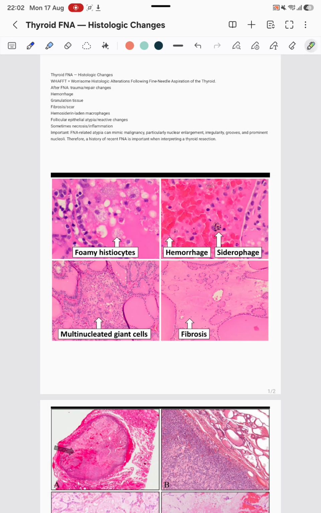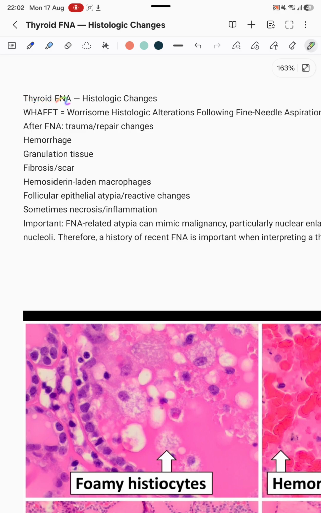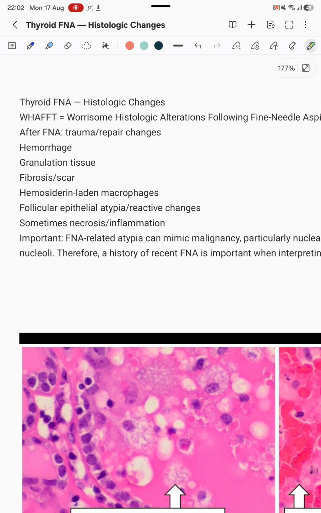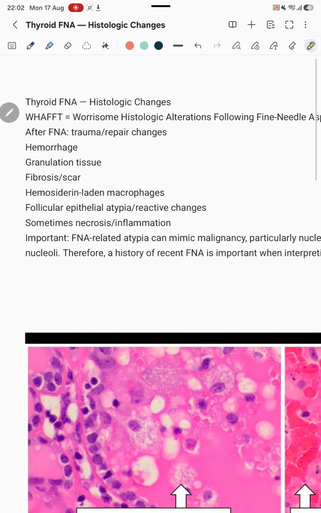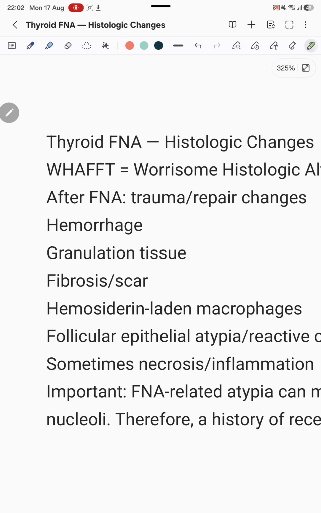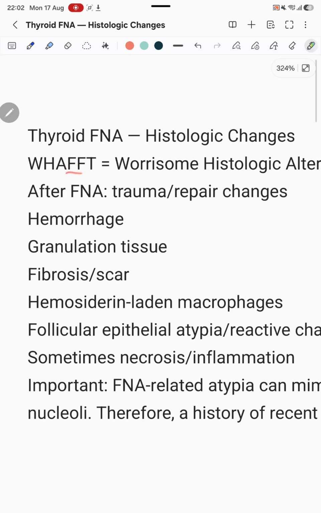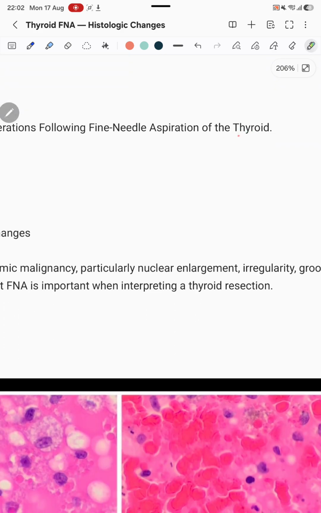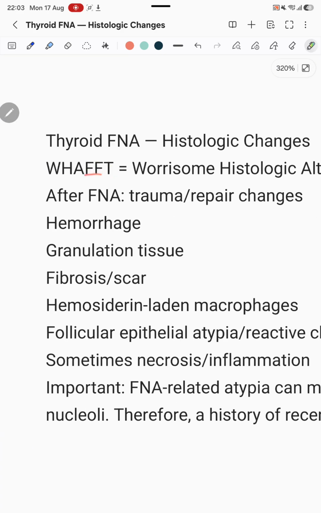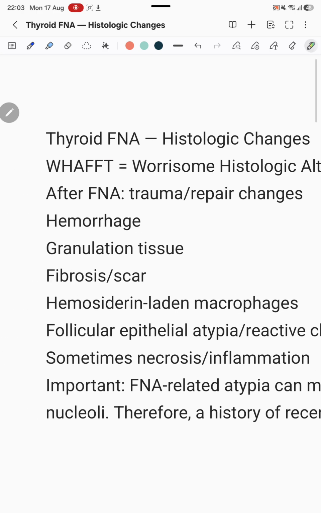Bismillah. So I'm going to talk quickly about thyroid FNA histological changes. You have an acronym, WAFT: Worrisome histologic alterations following fine needle aspiration. Following fine needle aspiration is just FNA of the thyroid. That's it. Worrisome histologic alterations following fine needle aspiration of the thyroid.